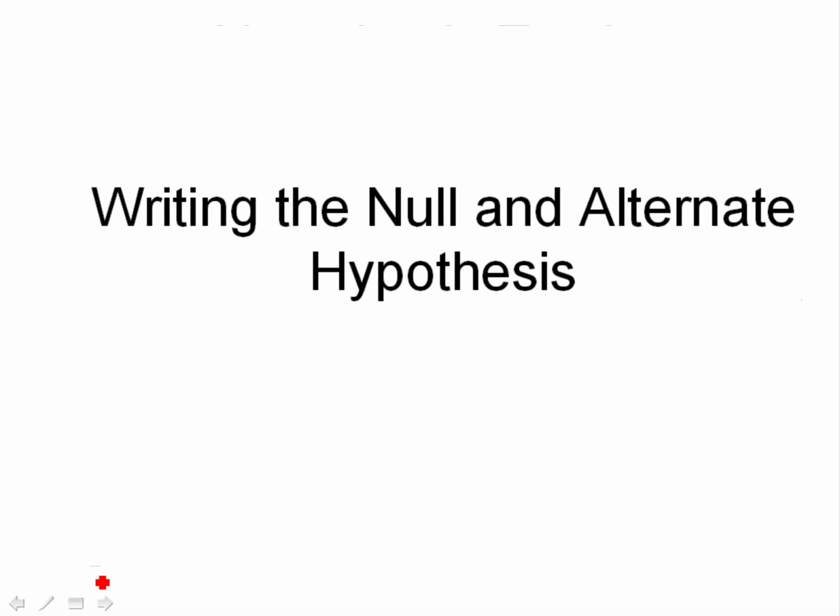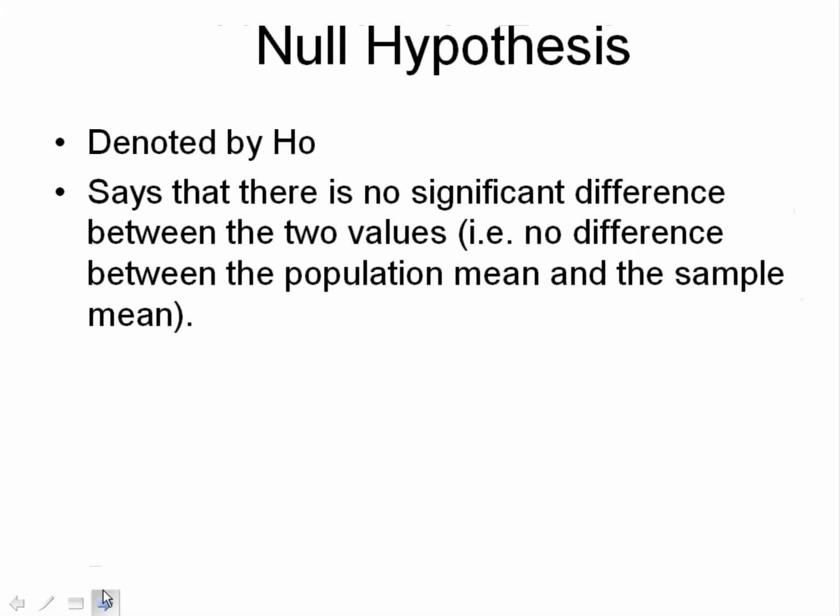When we go through the process of a hypothesis testing, the first step is to write the null and alternate hypotheses. You're going to have two hypotheses for every problem that you work. So let's look at them one by one. The null hypothesis is denoted by H sub 0. The null hypothesis says that there is no significant difference between the two values.